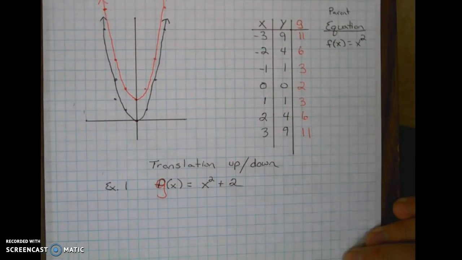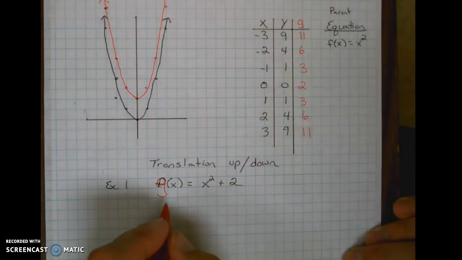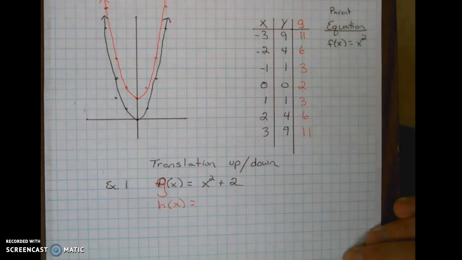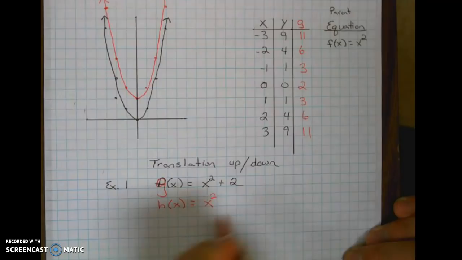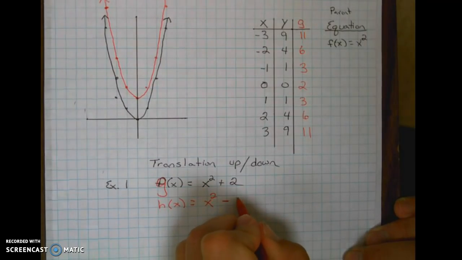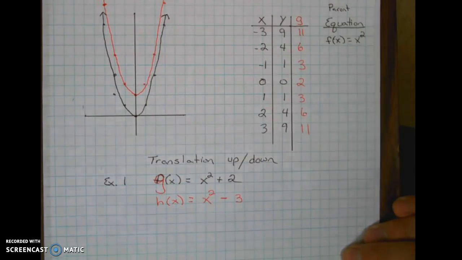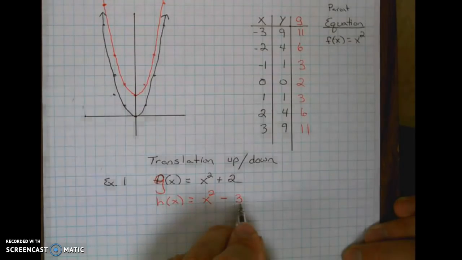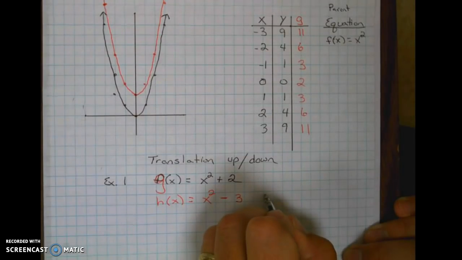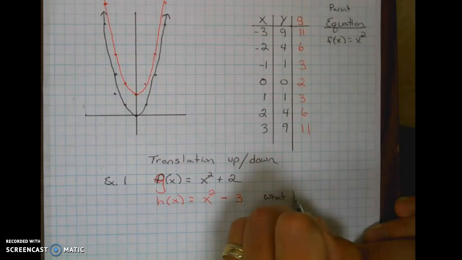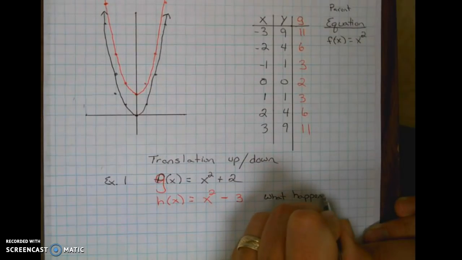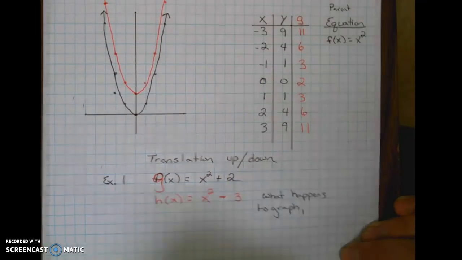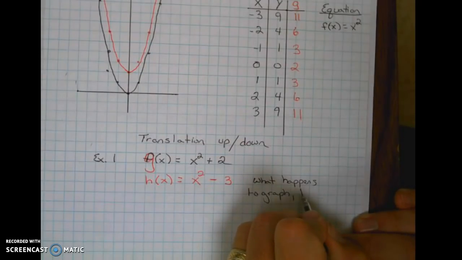Now, going the other way it works as well. Let's take a look at another function. This time we'll take the parent function and we'll do this to it. Okay, so what do you think is going to happen? What do you think is going to happen to the graph and to the table?